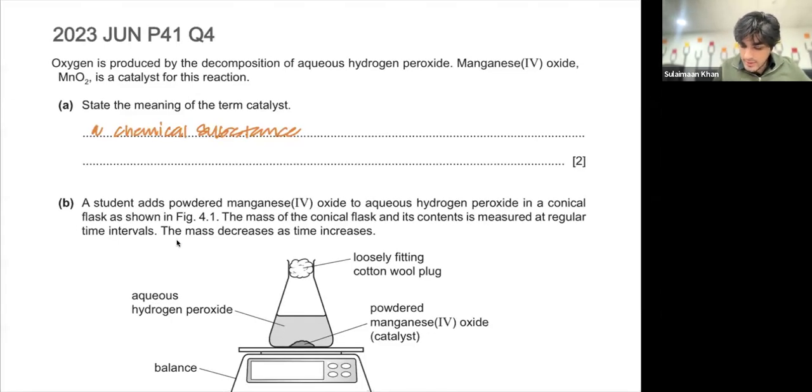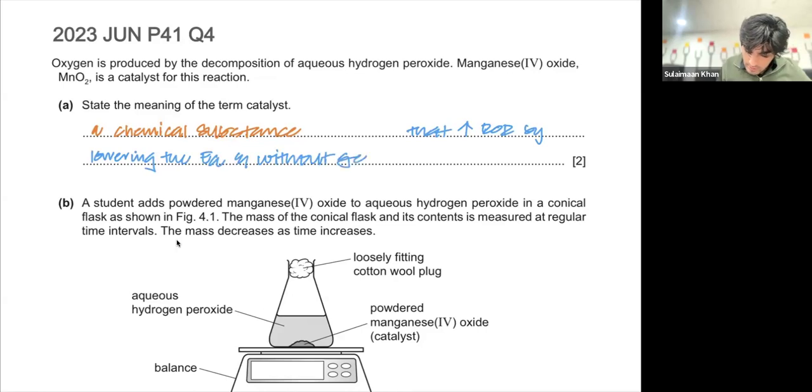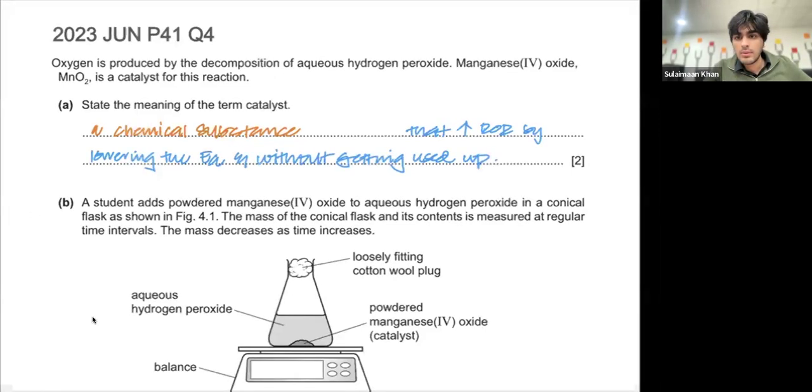So it's a chemical substance that speeds up, or rather, that increases the rate of reaction. That increases the rate of reaction. How does it do that? By lowering the EA and without getting used up. Done.